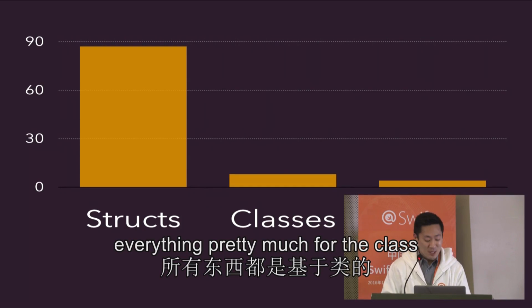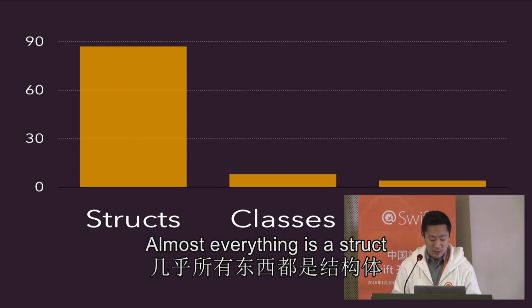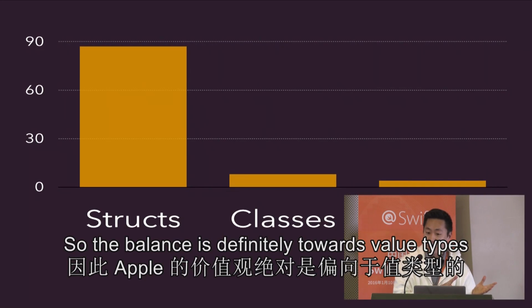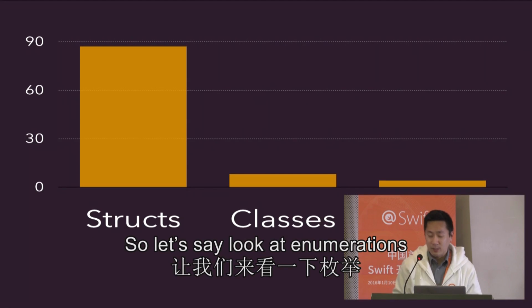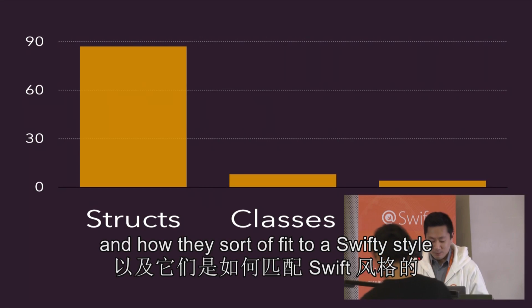If you look in the Swift standard library, or if you remember from Objective-C, pretty much everything was a class. But if you look in the Swift standard library, it's flipped around. Almost everything is a struct. A couple of classes, and a couple of enumerations. So the balance is definitely towards value types. So let's look at enumerations and see how we can use those and how they fit into a Swifty style.